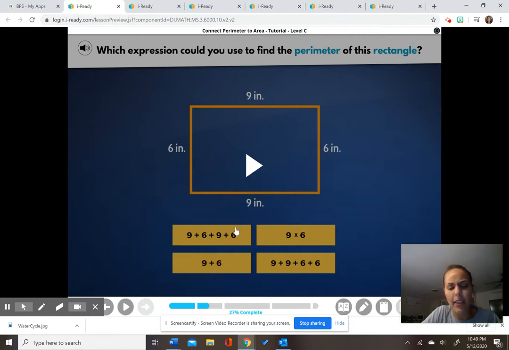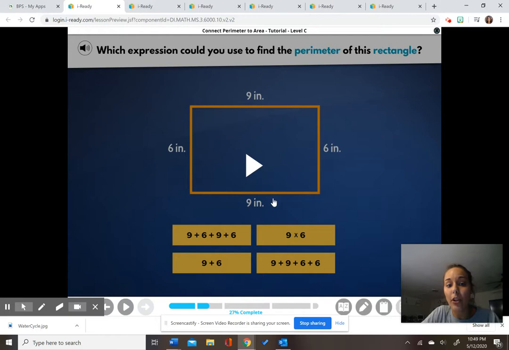I don't know why they have two of those as I'm looking at it. I would guess this one because of the order, but really, with addition, it doesn't matter the order. So that's new to me. I don't know why iReady is doing that, but both of them technically are correct because it doesn't matter what order you add them in.